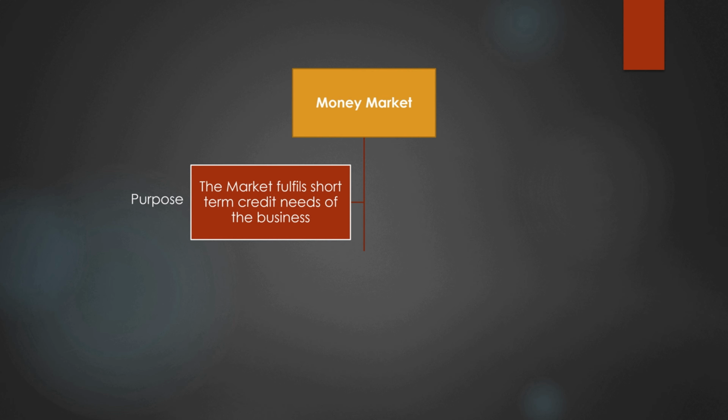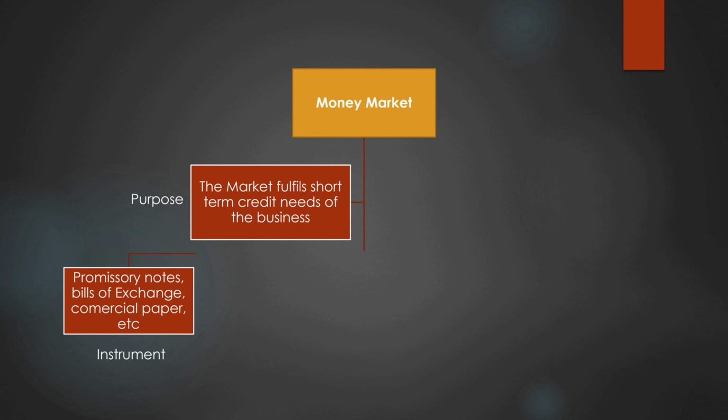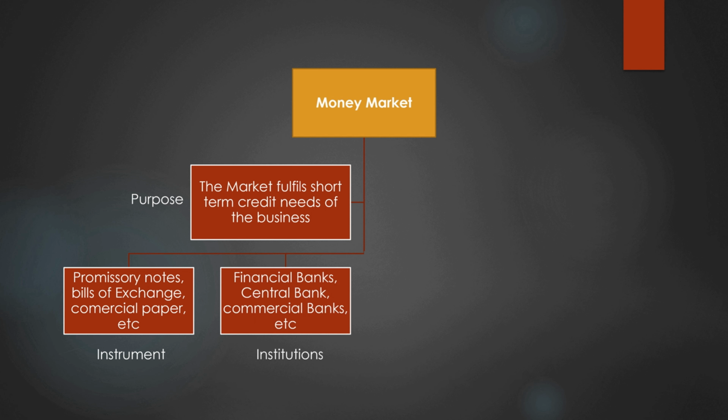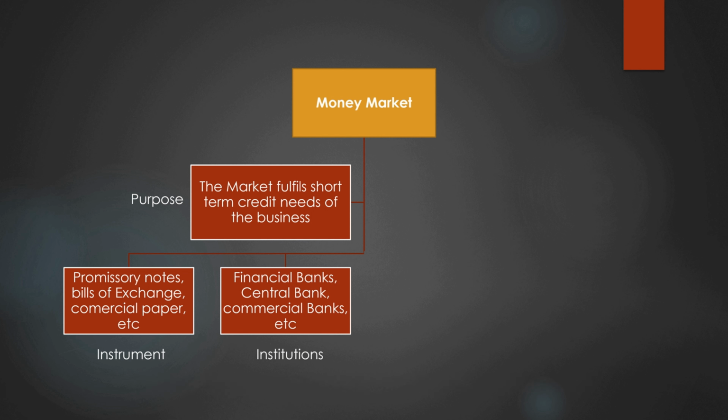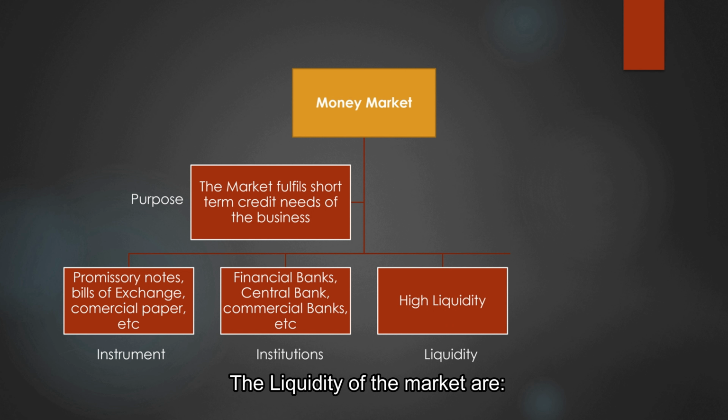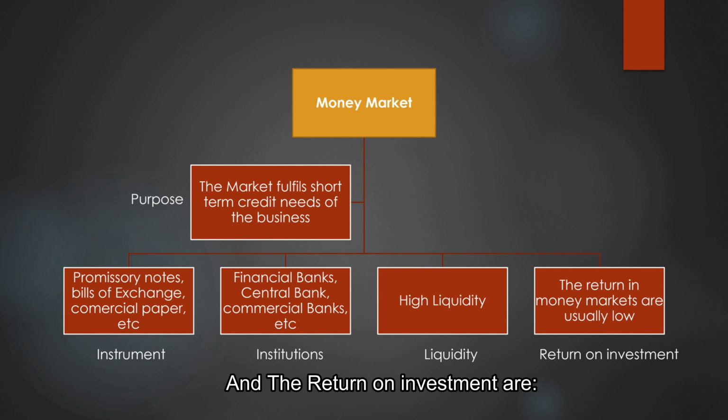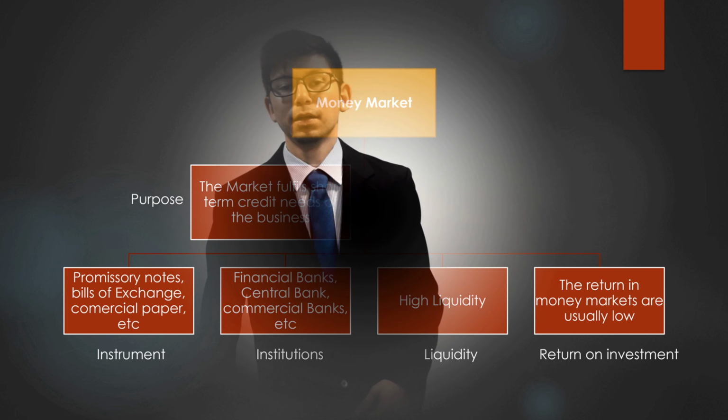Money market. The market fulfills the short-term credit needs of the business. The types of instruments involved are promissory notes, bills of exchange, commercial paper, etc. The institutions and types of investors involved are financial banks, central banks, commercial banks, etc. The liquidity of the market is high, and the return on investment is usually low.